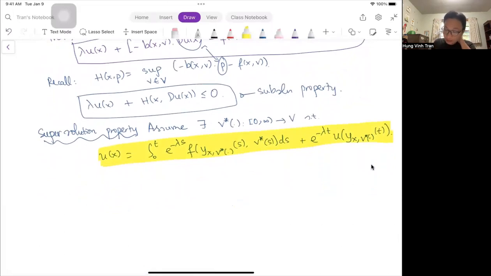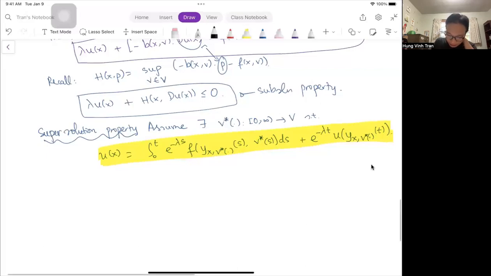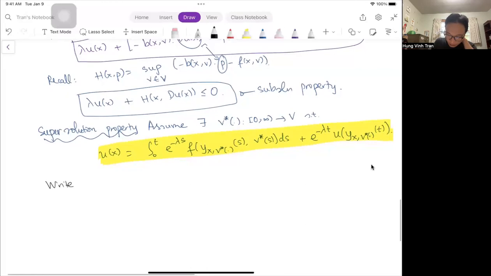Then again, you can see what I'm going to do. I'm going to go in exactly the same manner to derive the corresponding inequality, and here I have equality to start with, right? Again, for simplicity, let's just write y_x with the control v star to be y_x, for simplicity. So we just compute.